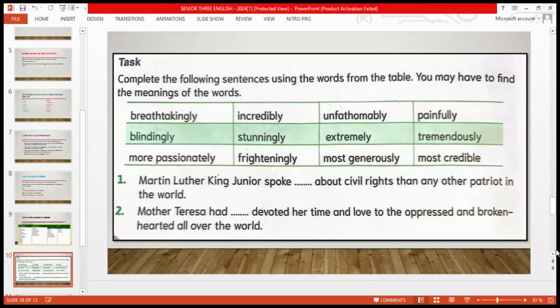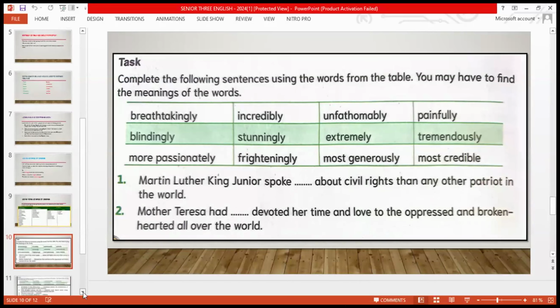Someone will read for us. We have 10 answers to have. So you can first write the words in the bracket, because you're going to be filling them in using the words in the brackets, in the table. Okay, Favor, you can read the instructions and the words in the table for us.